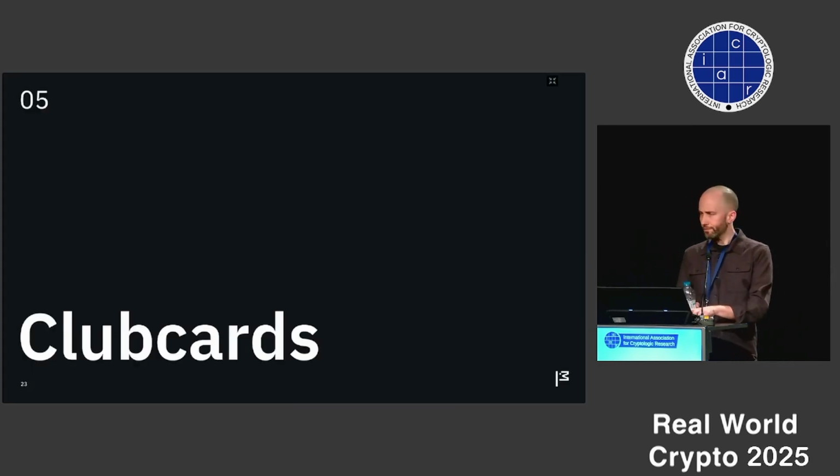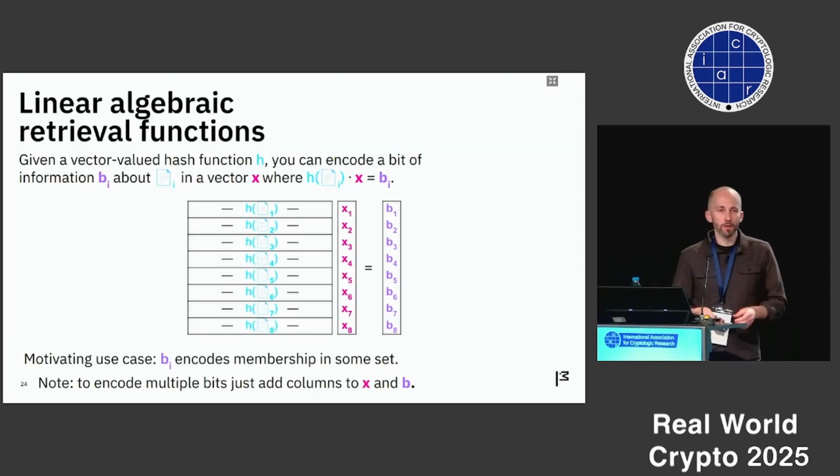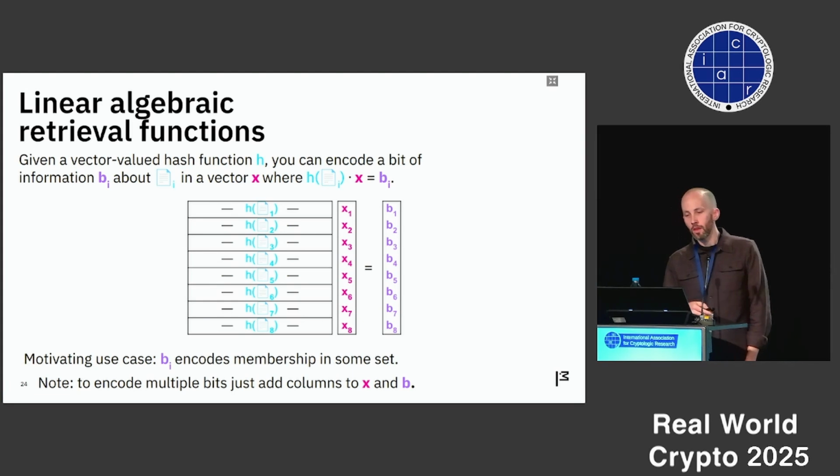Okay, so I have a few more minutes, and I want to talk a little bit about this club card data structure in some more detail. The core technology here is something called a linear algebraic retrieval function. The idea is basically you have a vector valued hash function H, and then you can encode a bit of information B about a document by finding some vector X that has inner product B with H of the document, right? And you can encode one bit of information about many documents by just setting up a linear system like this and solving for X.